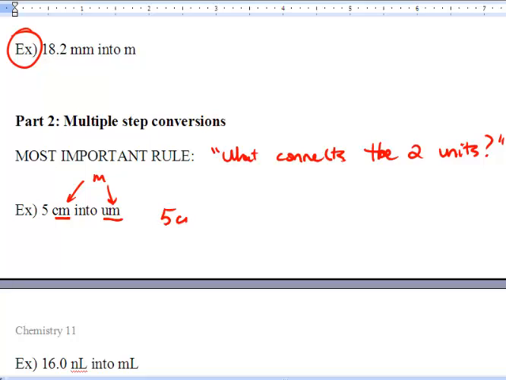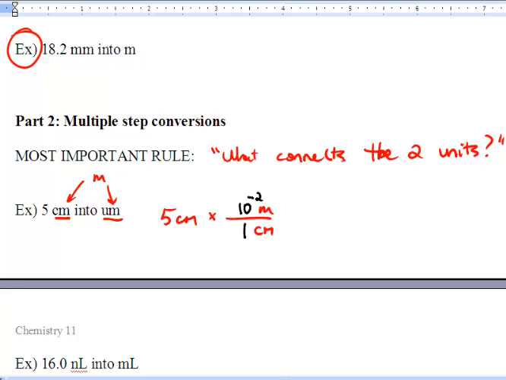So we go 5 centimeters. And what do we want? Well, we want meters, and we have centimeters. We have to put centimeters on the bottom so that we're going to cancel out. And we have 1 go with our prefix. And what does centi mean? It means 10 to the exponent of negative 2.